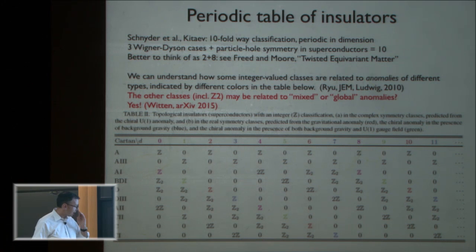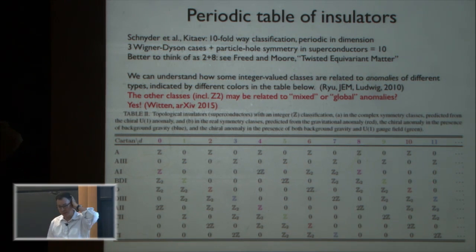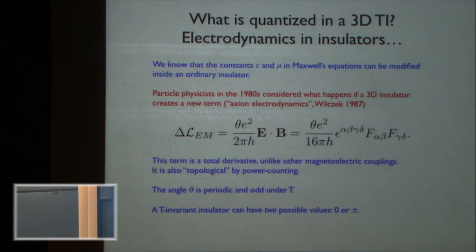I will say later on at the end, if I get to it, why the superconducting classes in this table are particularly exciting. Basically, they realize a new kind of particle that we would love to find. So even if it's hard, people are trying.